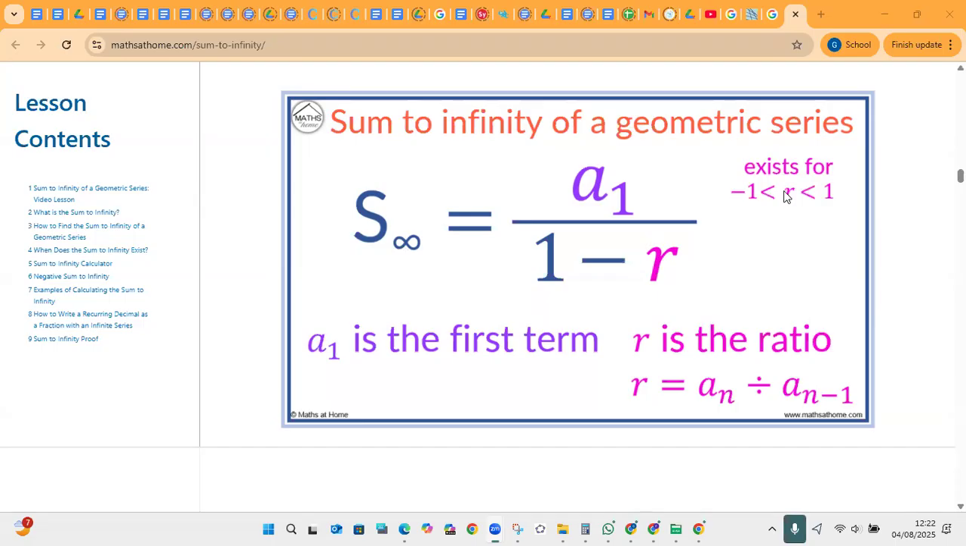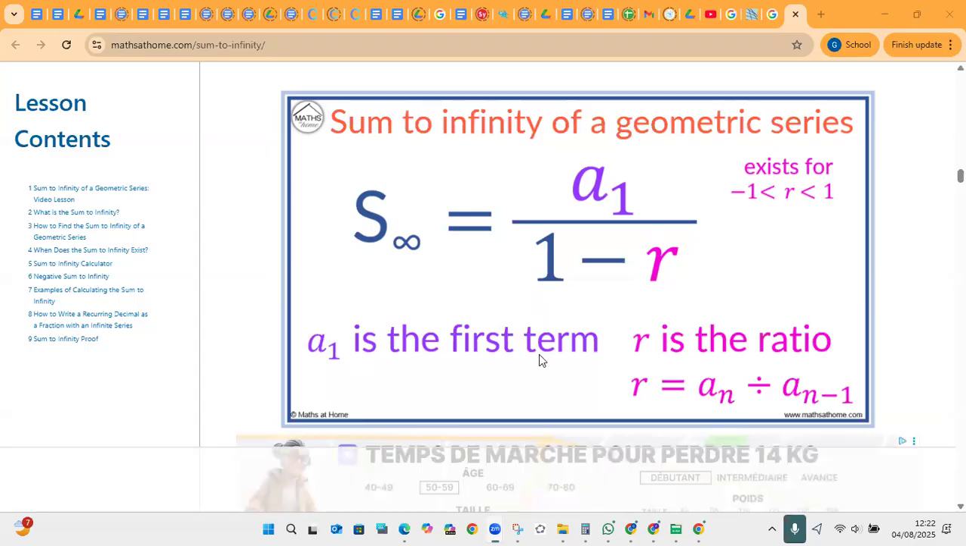Now, R must be between negative 1 and 1, okay? A is the first term and R is the common ratio. As you can see, R is equal to the following term divided by the previous term. So that's how you calculate the ratio. If you have the terms, A sub n means the following term, A sub n minus 1 means the term before. So the term after divided by the term before will give you the common ratio. Okay? So this is the formula that we have to use to solve that problem.